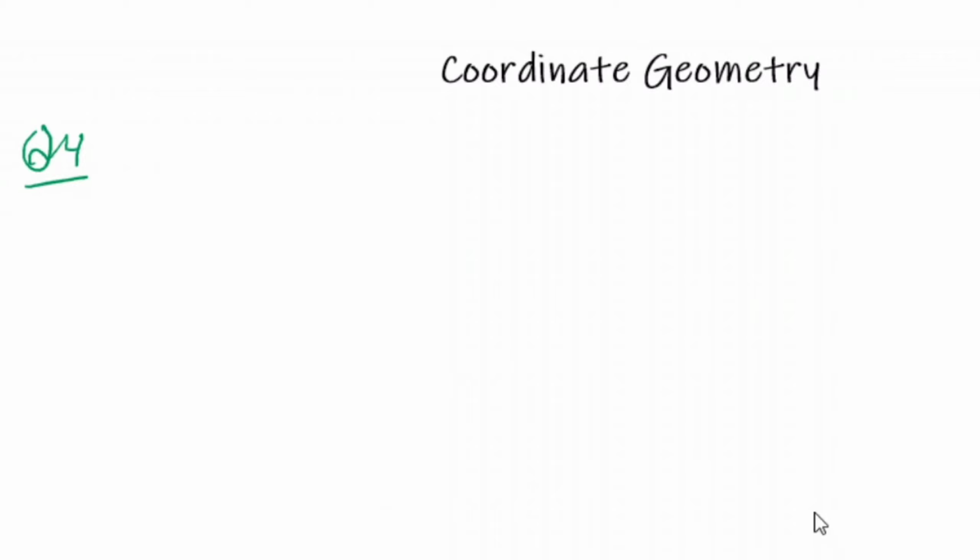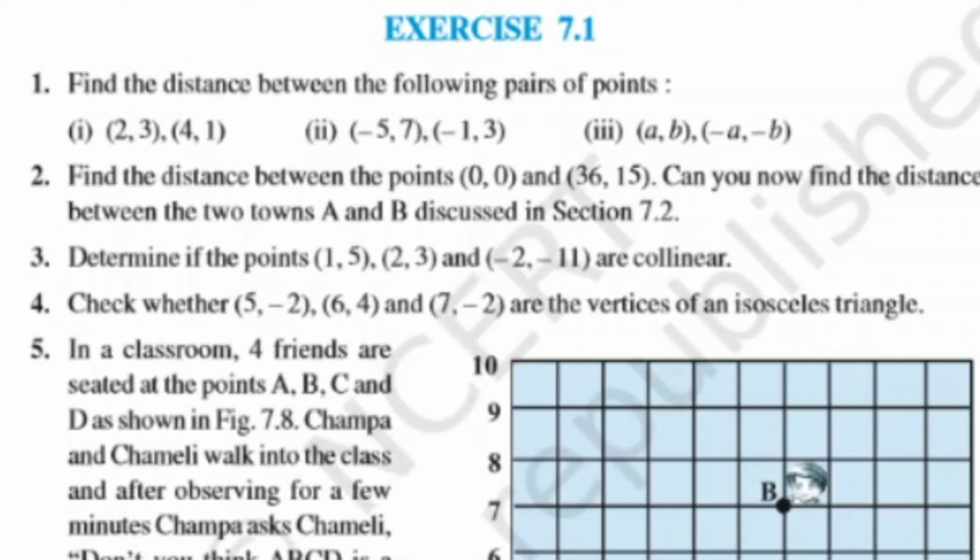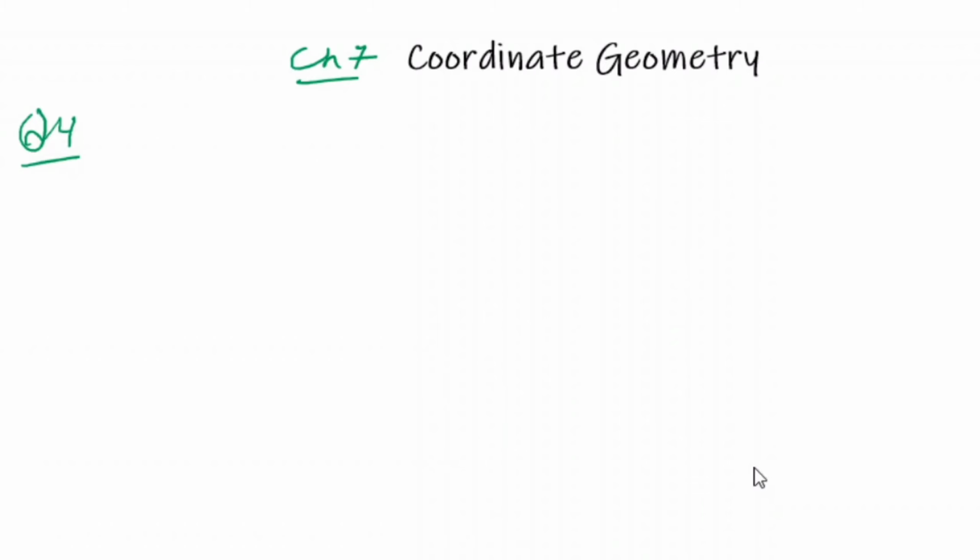Today I am taking class 10th topic, which is coordinate geometry, and this is chapter 7. So I have already started with this topic. I am taking question 4th of exercise 7.1. So what is the question about?